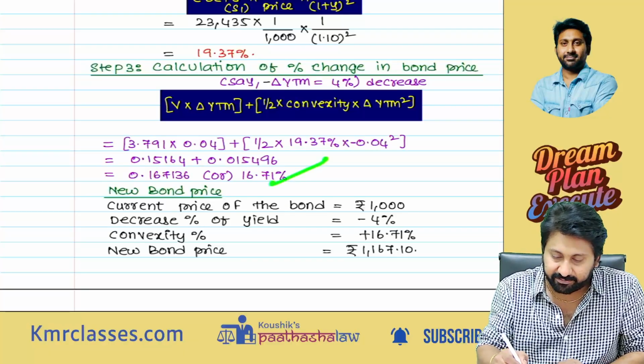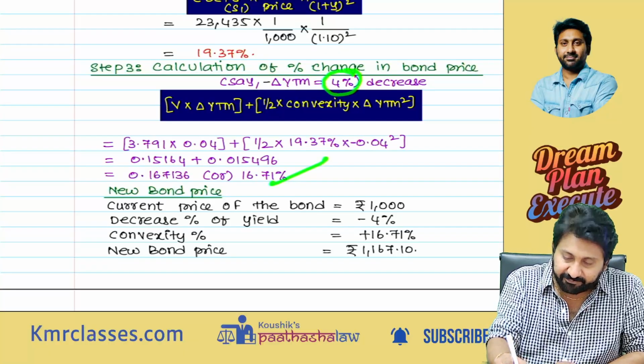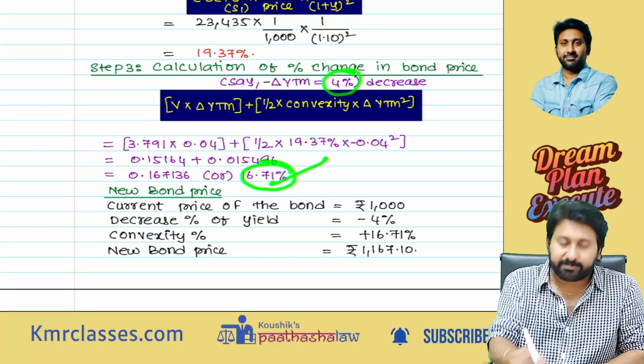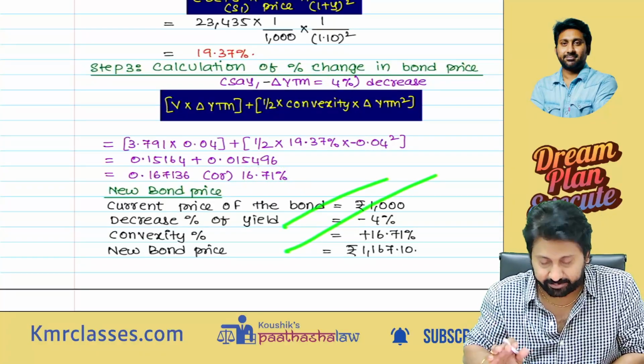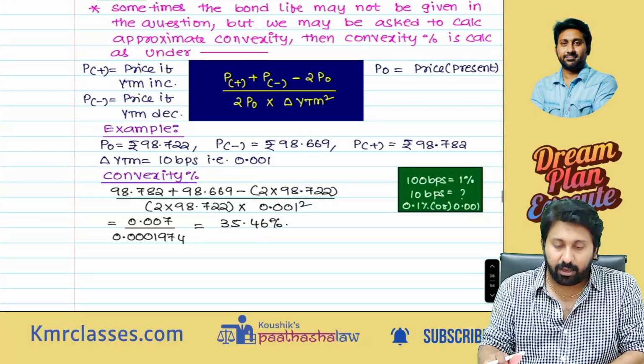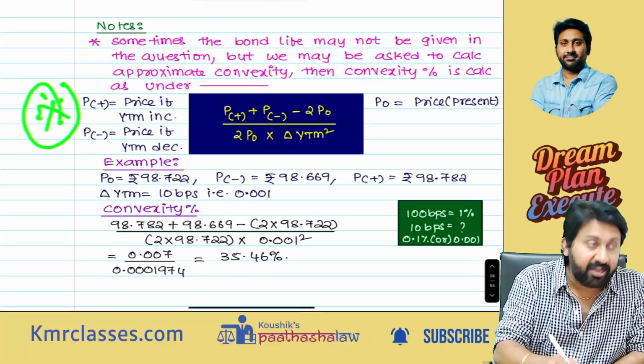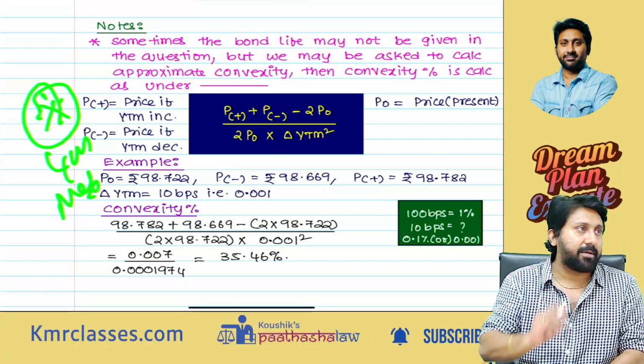What do you mean 16.71? If YTM changes by 4%, the price of the bond changes by 16.71%. Okay, so this is the point. Next, very, very important here. 4 marks or MCQ can also come on this.